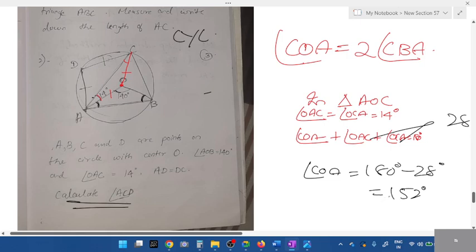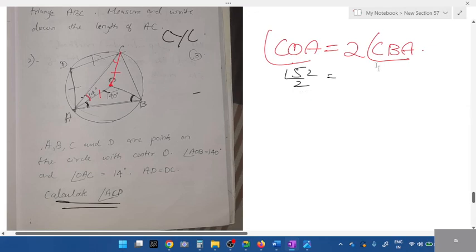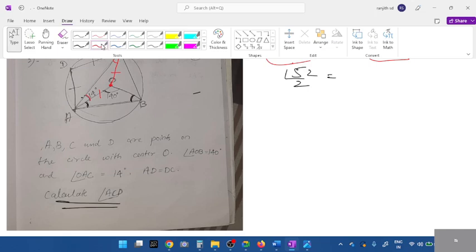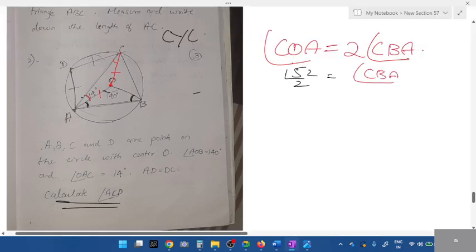COA is equal to 152. If COA is 152, what is CBA? What will be CBA? It's the same, students. Anyway, you have to do 2 or 3 calculations. What is the CBA value? All of you respond. What is CBA? 1 divided by 2 of 152 is 76. Even if you have done the other method, whatever you all told, you all got 76. CBA is 76, I'm talking about this angle, students, 76 degrees.